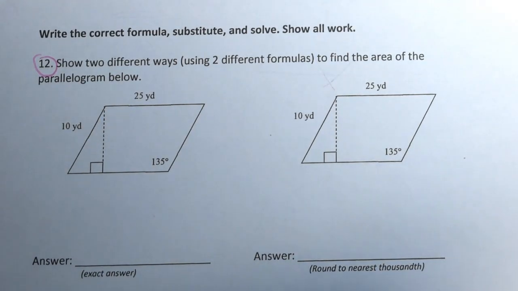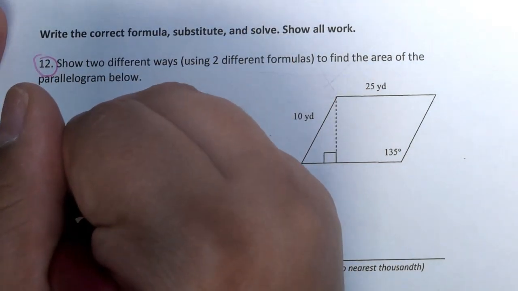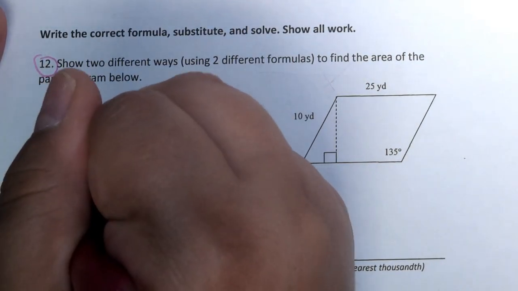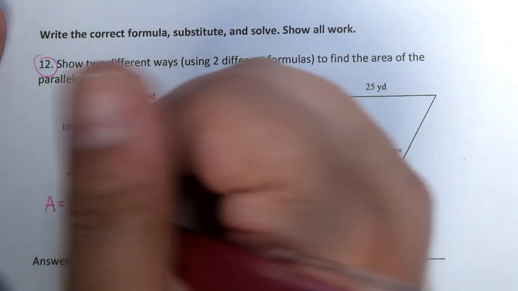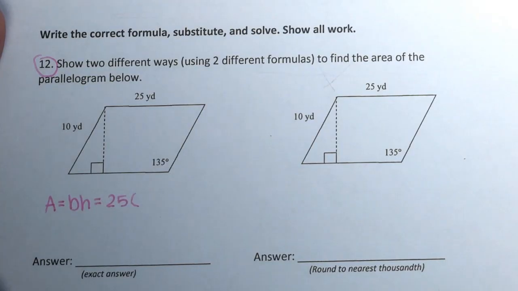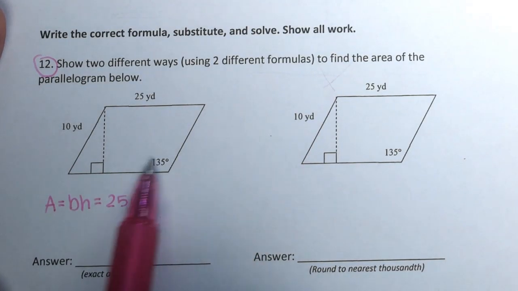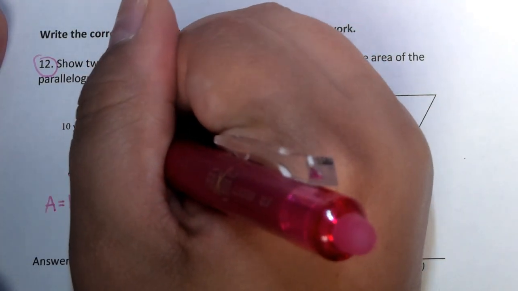12 showed two different ways, using two different formulas, to find the area of the parallelogram below. Well, the parallelogram formula is what? Base times height. What is the base of this parallelogram? 25. How do I find the height? I'm going to do this triangle right here.